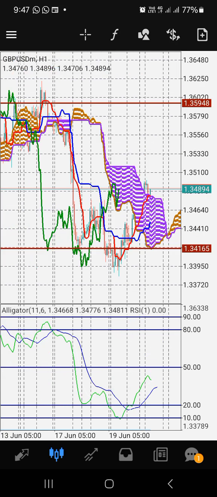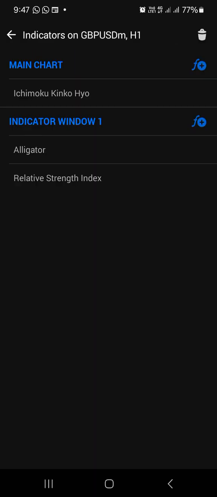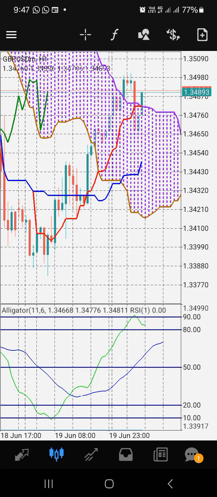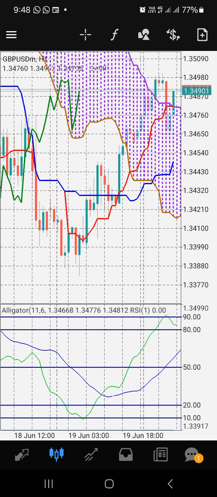Okay, so you can look at the main chart. Let's remove these two lines so that you can see it clearly. Okay, so this is how the Ichimoku appears on your chart.